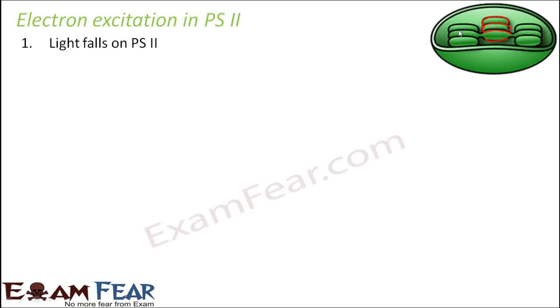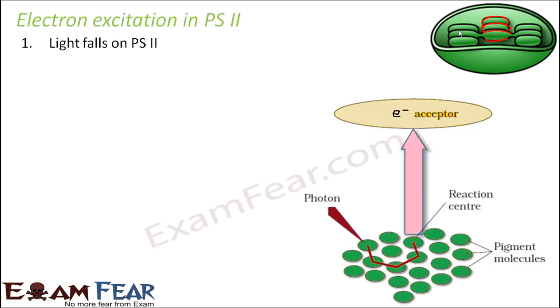What happens when light falls on PS2? Let us suppose this is your photosystem 2. Now when light falls on it, this is how the light falls. So what happens? The light energy of suitable wavelength is absorbed by all the accessory as well as the necessary pigments. Now the accessory pigments pass whatever light energy they absorb to the reaction center. This is the reaction center which contains the main chlorophyll A molecule.